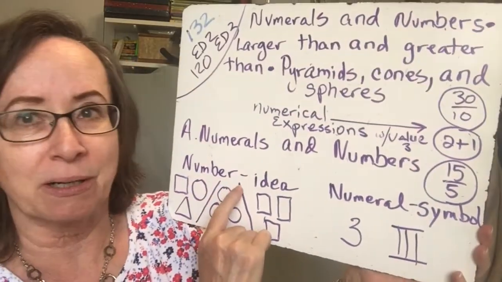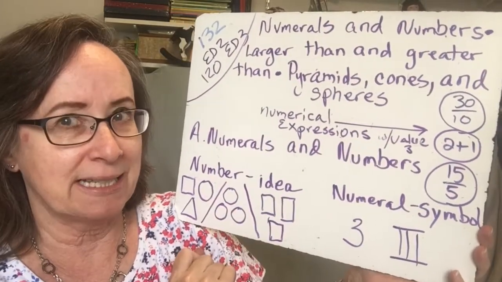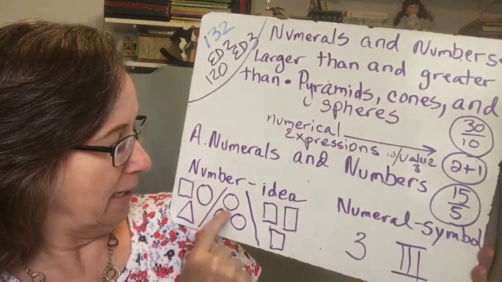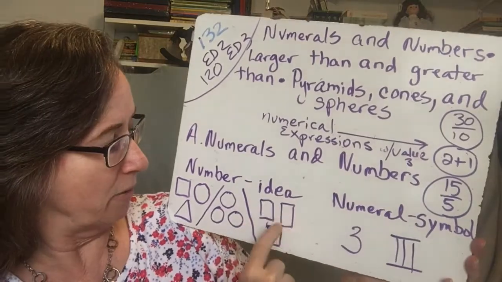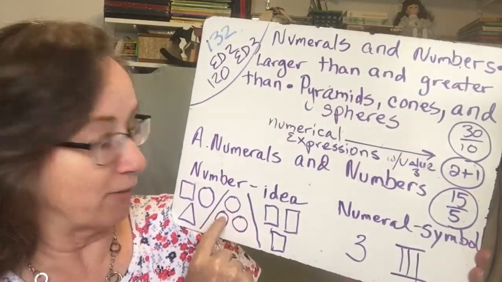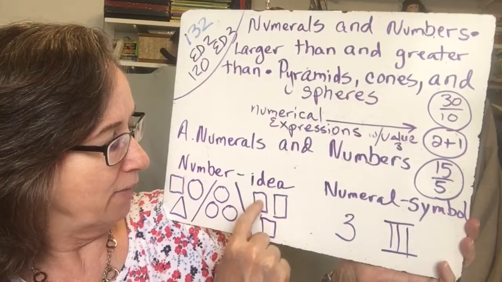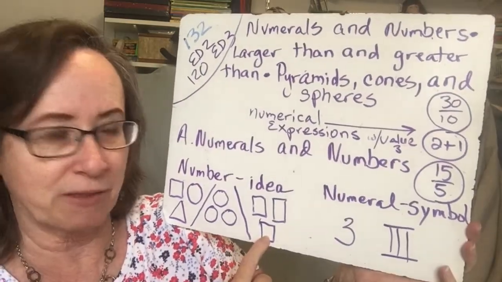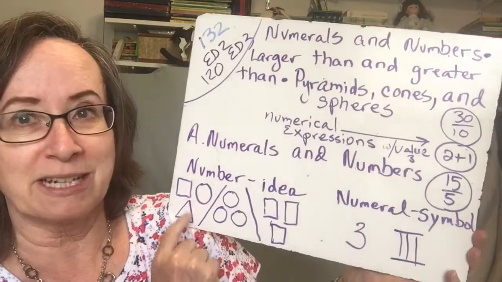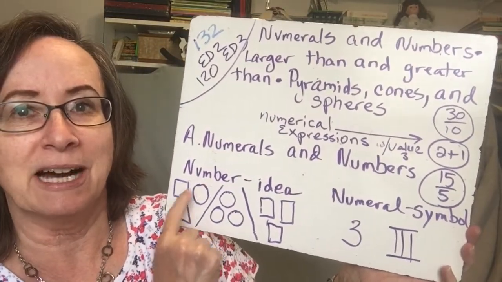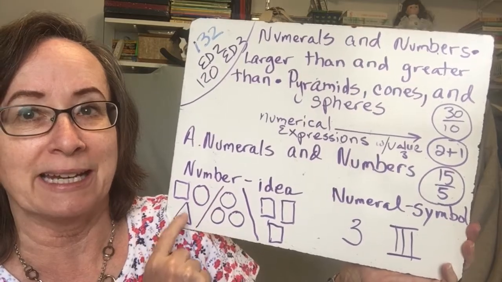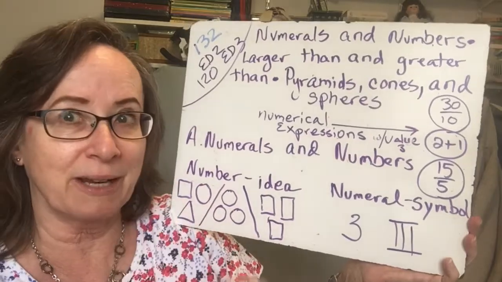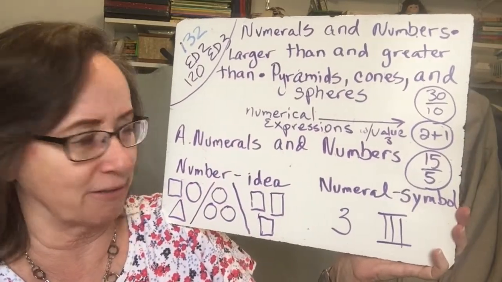Well, a number is an idea. It's a concept. So this 1, 2, 3, 1, 2, 3, 1, 2, 3. The circles here have a concept of 3. The squares here, they kind of look like rectangles, don't they, have a concept of 3. And even though these are different shapes, they have a concept, I'm dividing them here with a line, a concept of 3. So the number 3 is the idea of 3.